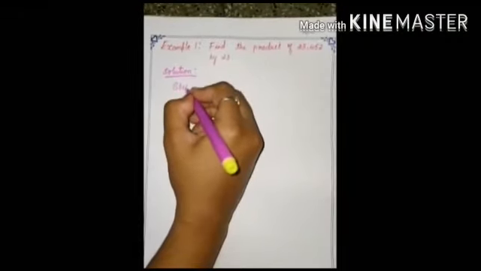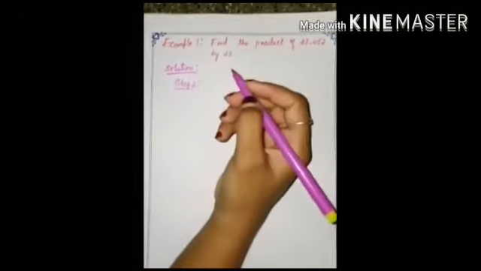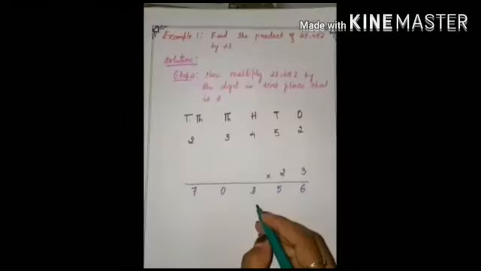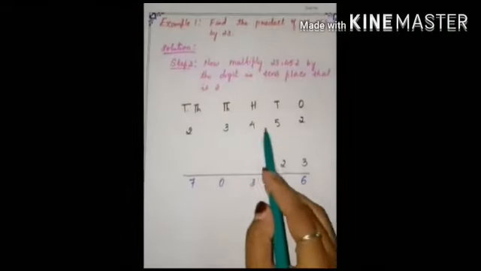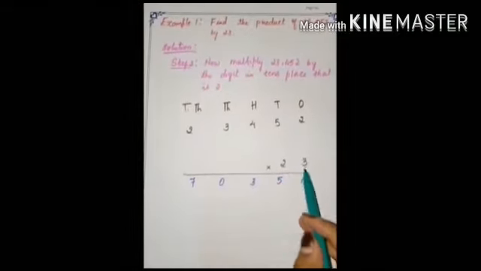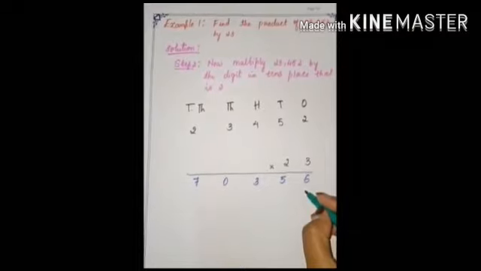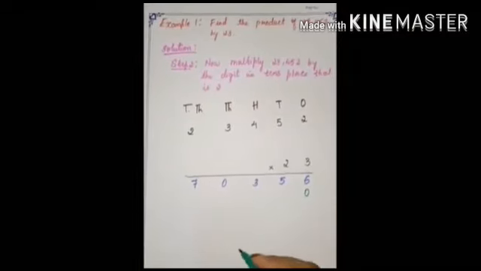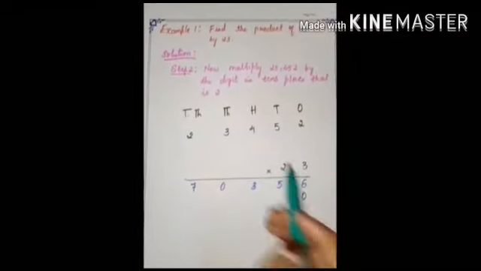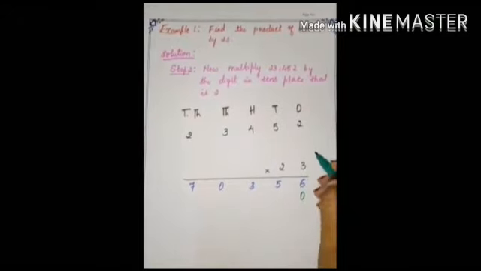Step 2. Now multiply 23,452 by the digit in the tens place of the multiplier. As the digit 2 is in tens place of the multiplier, we actually multiply 23,452 by 20, so we write 0 below the digit 6.